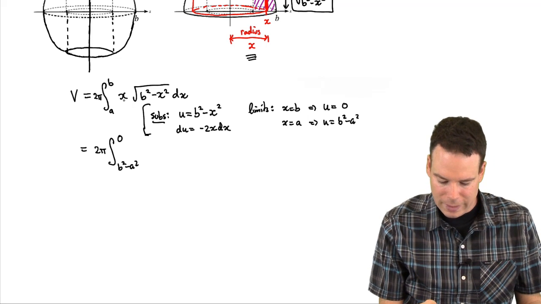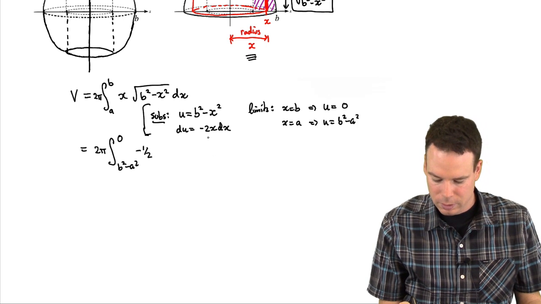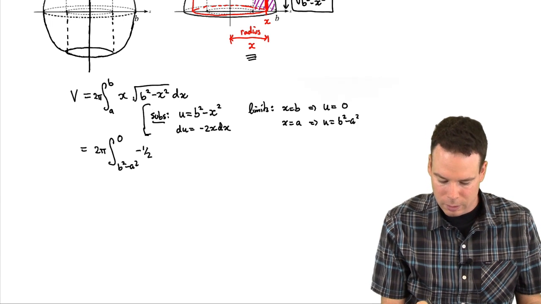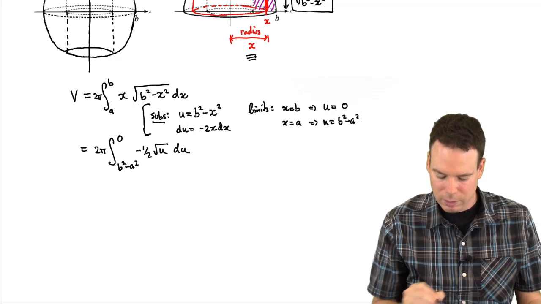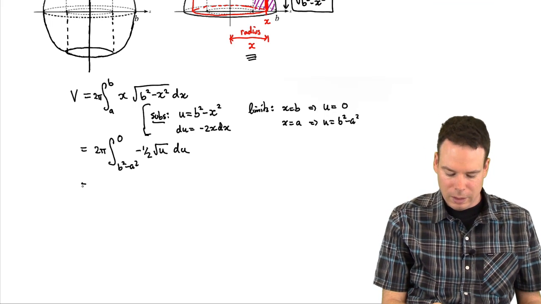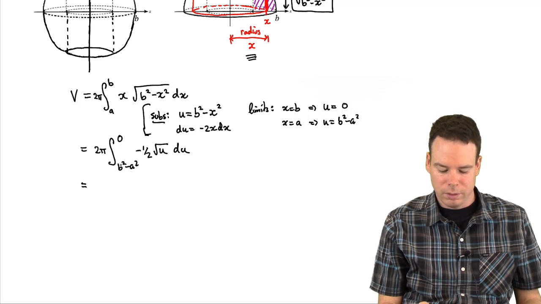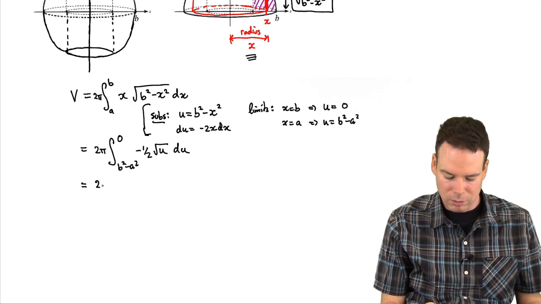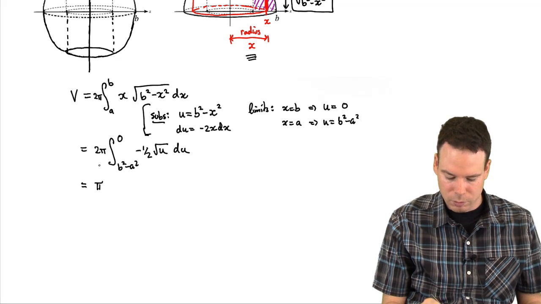What else do we have? x dx is -1/2 du. And the square root of b squared minus a squared, that's the square root of u. So there's our new integral. Now at this stage, I can realize that there's a negative sign in the integrand, and I can absorb that into the integral while switching the limits of integration. And that 1/2 can come out front and cancel with the 2 out there.